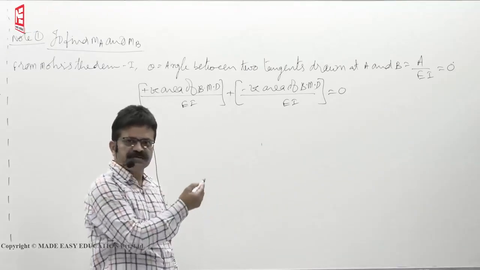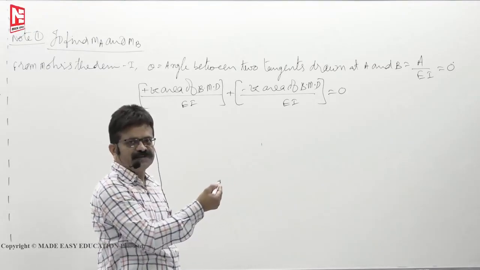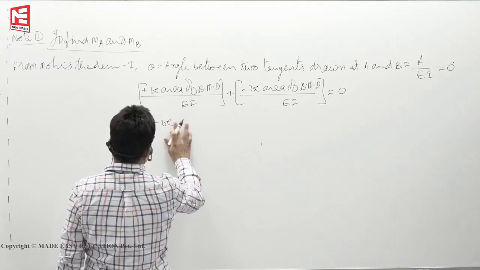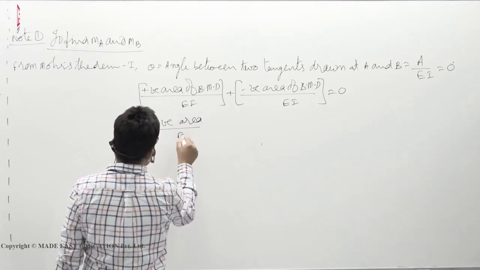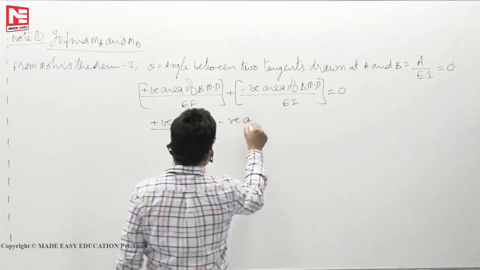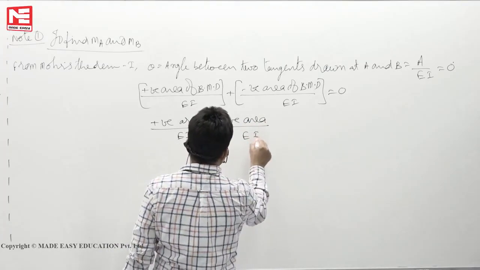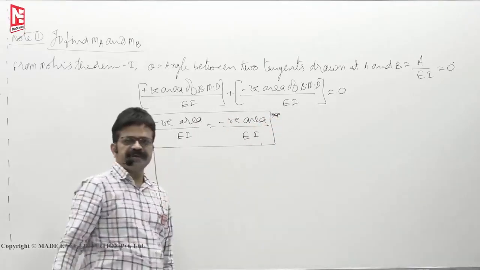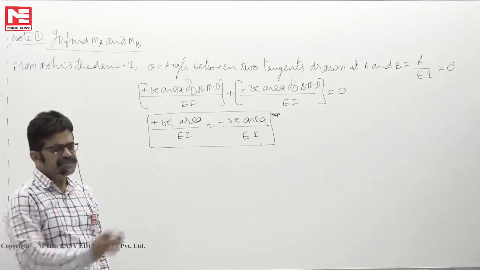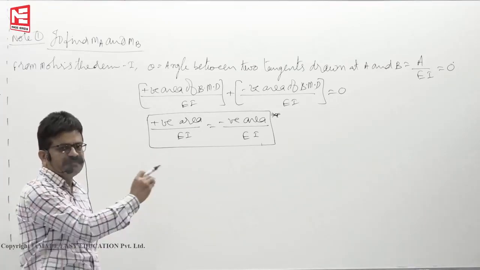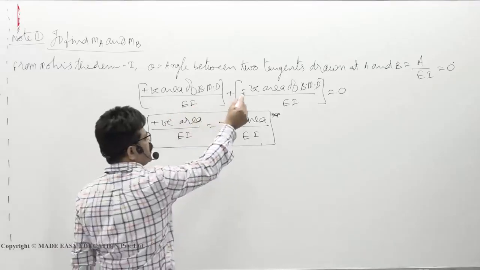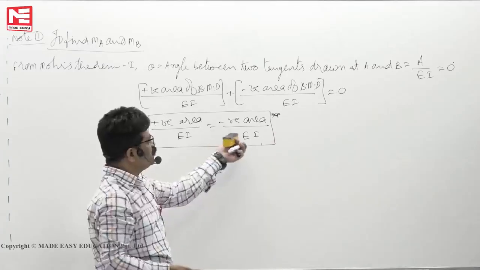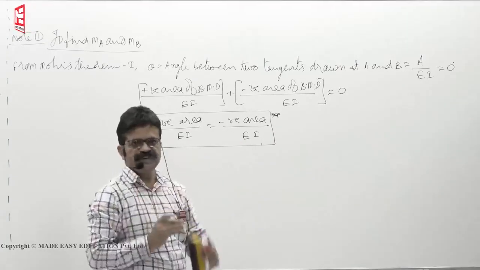When will the sum be 0? When both area by EI values are equal. That means positive area by EI must be equal to negative area by EI. Then the sum will be 0. Once you put it on the right side, it becomes the negative area, since plus into minus is minus. Magnitudes only we have to take.